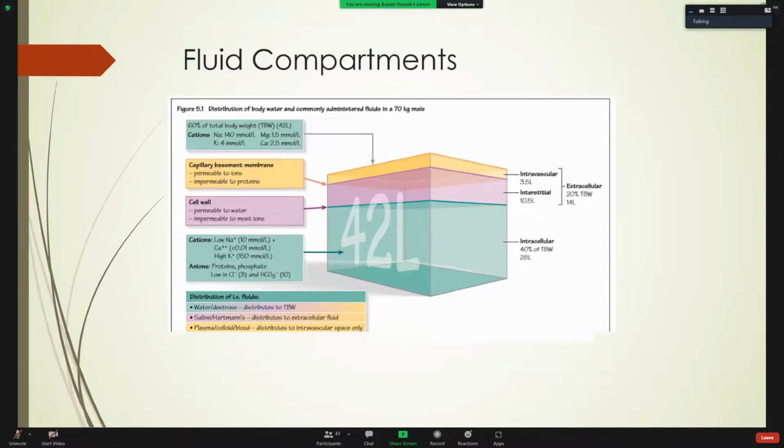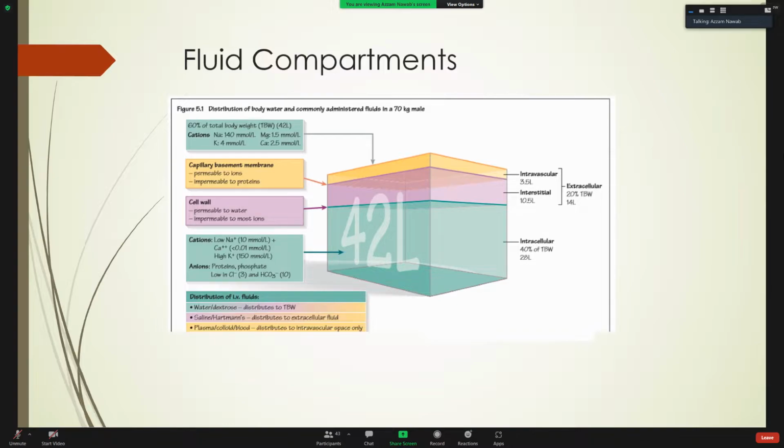Okay, this is the distribution of body water, commonly described in a 70 kg man. 70% of the weight is water, with the cations sodium 140, potassium 4, magnesium 1.5, and calcium 2.5 millimole per liter. The capillary basement membrane is permeable to ions, impermeable to protein. The cell wall is permeable to water, impermeable to most ions.